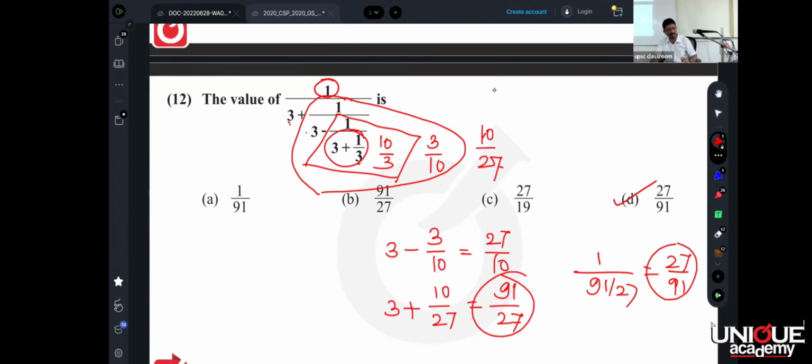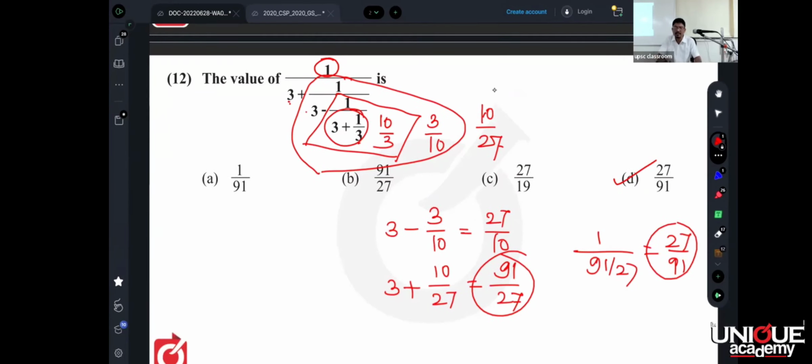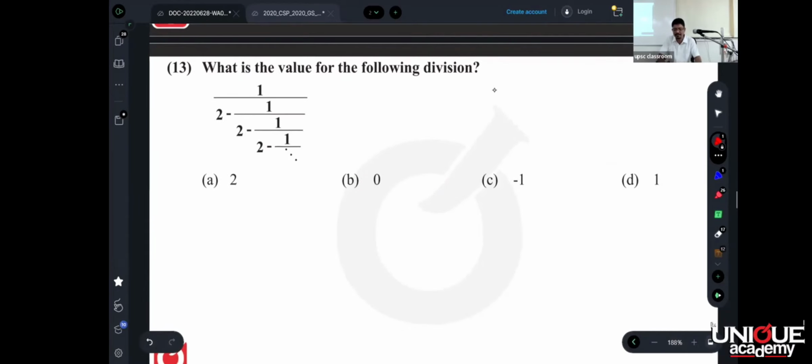All of you might have gotten the same. Okay. Now question number 13. In case of the 13th question, I know that all of you will give me the correct answer, but you have to tell me how you get that one.